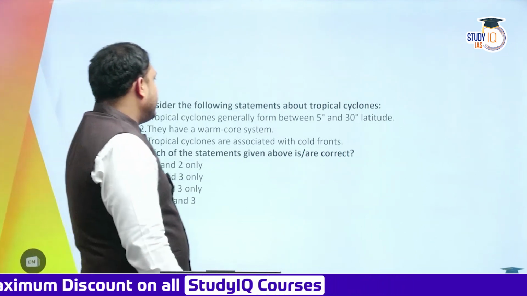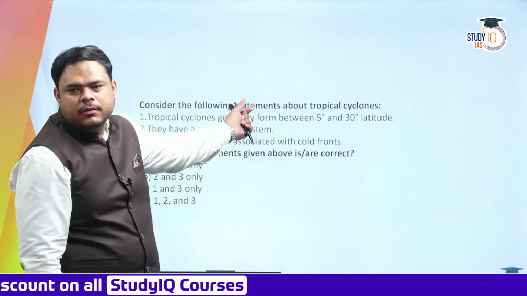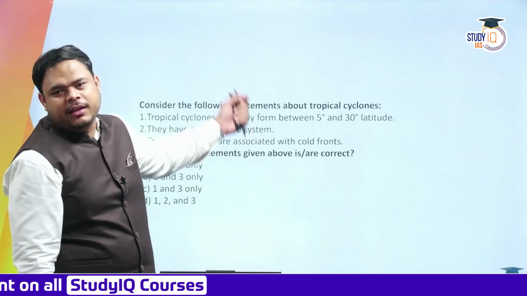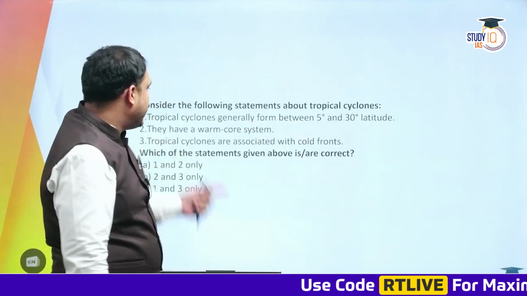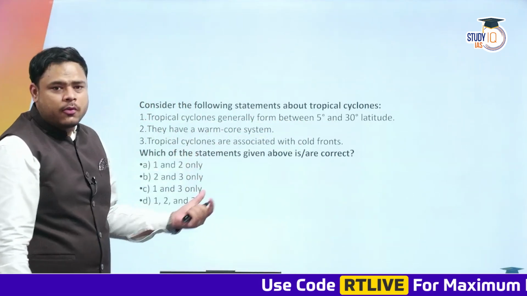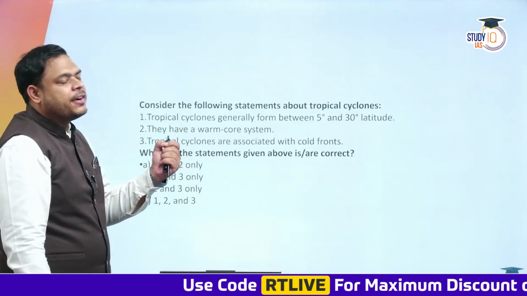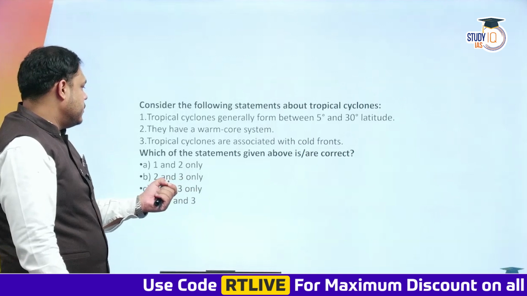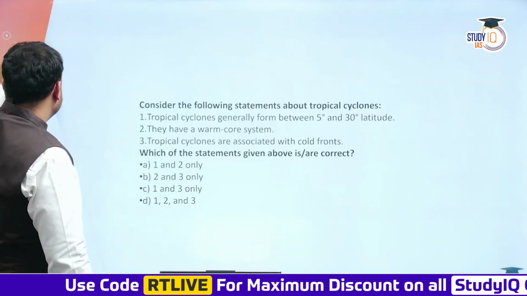Tropical cyclone generally forms between. See, this is a very open-ended statement. Generally. ठीक है यार, इतने प्यार से बात करेगा तो सही करना पड़ेगा. Form between 5 degrees and 30 degrees, right? They have a warm core system, of course, they are warm. Tropical cyclones are associated with cold fronts. No. So 1 and 2 are right. Answer will be A. Next question.